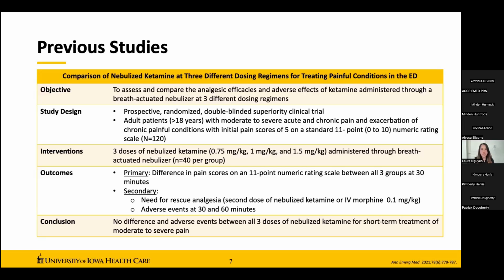And from this study, they found no significant differences in the average pain scores between the three groups at 30 minutes post-treatment.